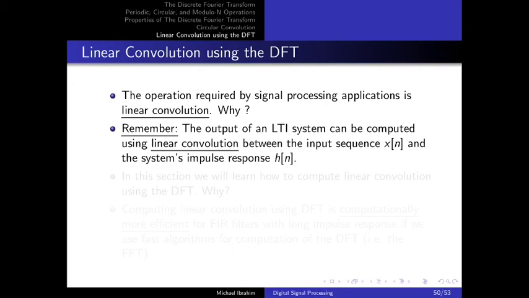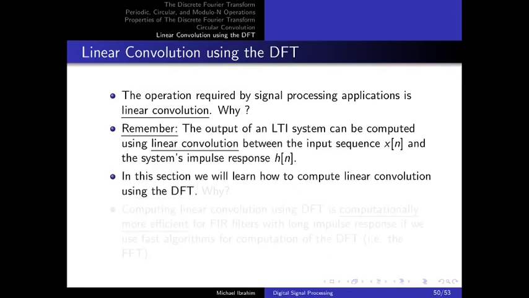So we're always interested in computing the linear convolution. But what if we can compute the linear convolution using the discrete Fourier transform or the fast Fourier transform? The fast Fourier transform is an efficient way of computing the DFT. So if we can use DFT or FFT to compute linear convolution, we'll probably be doing it a bit faster and in a more efficient manner. So in this section we will learn how to compute the linear convolution using DFT.